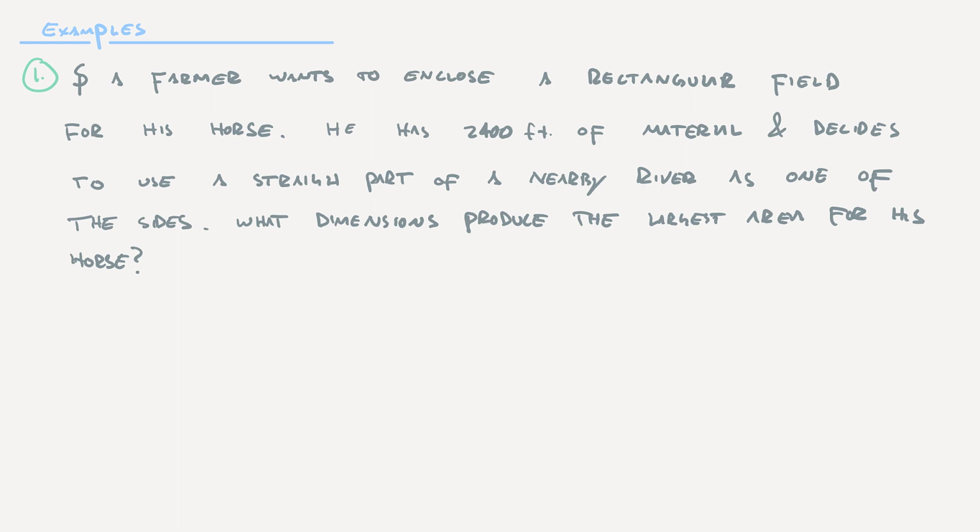In example number 1, we're going to suppose that a farmer wants to enclose a rectangular field for his horse. He has 2,400 feet of material and decides to use a straight part of a nearby river as one of the sides. What dimensions produce the largest area for his horse?